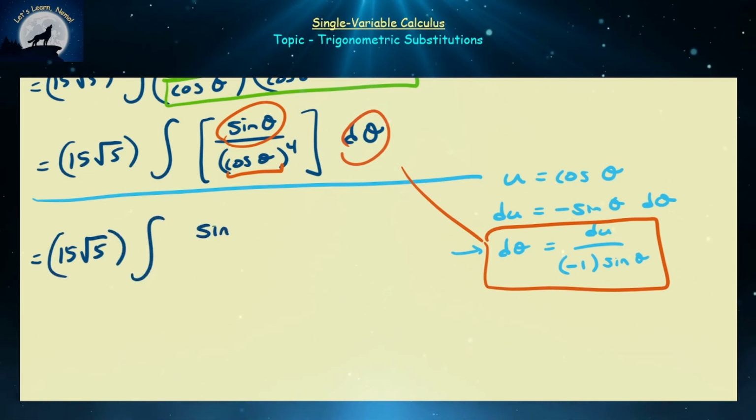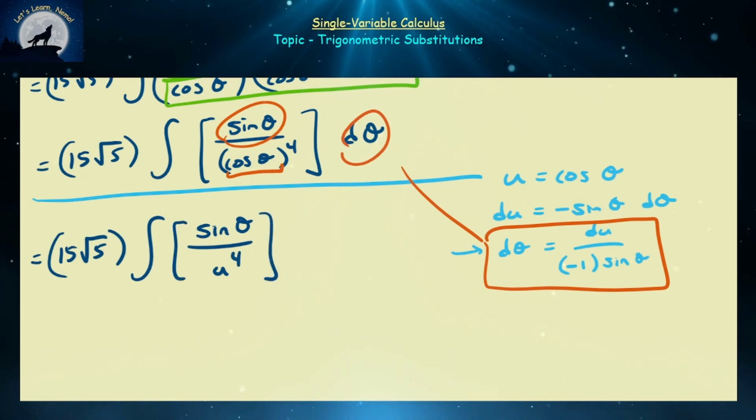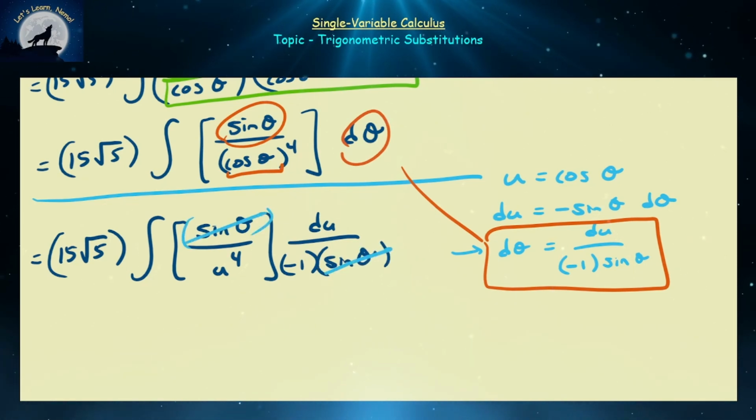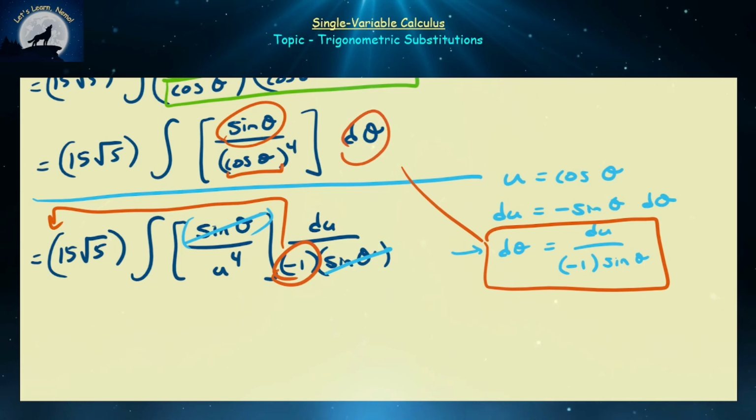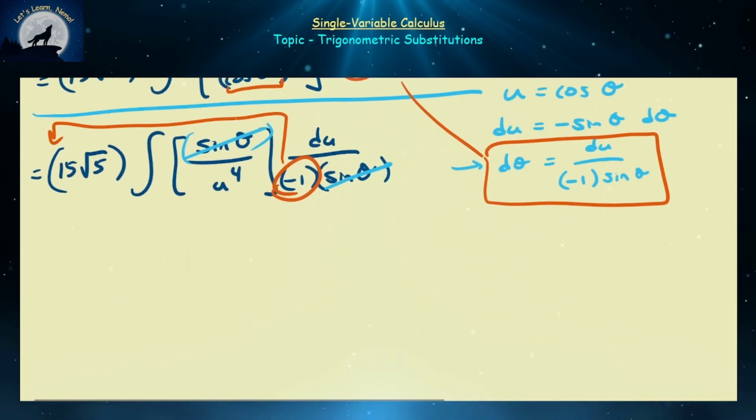So we still have our sine theta on top. And then on the bottom we have u to the power of 4. And then d theta is now du divided by minus 1 times the sine of theta. So notice that these sine theta terms do cancel, so we don't have to write sine theta in terms of u, which is actually pretty nice. And of course, don't forget that little minus 1 there, and let's throw it in the front so we do not forget it. And then we're just going to be left with an integral in terms of u only, right?